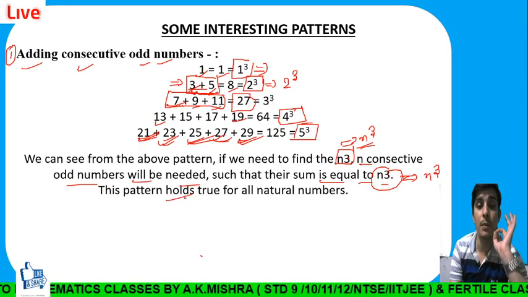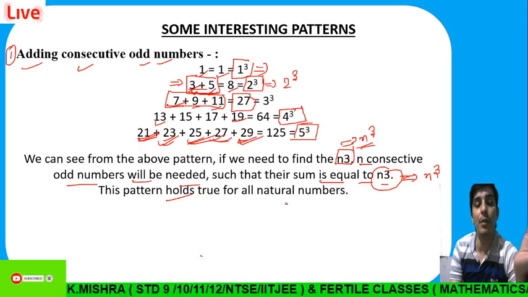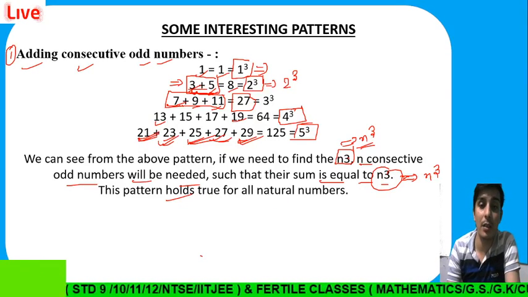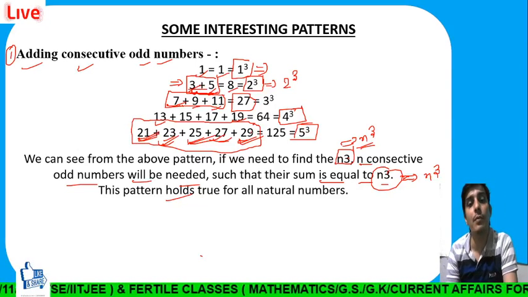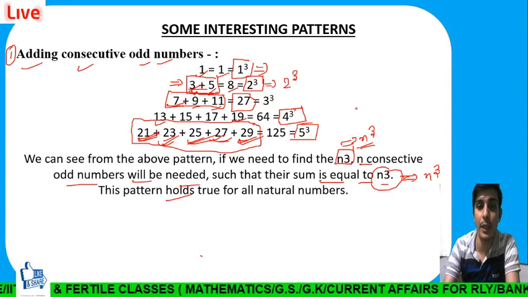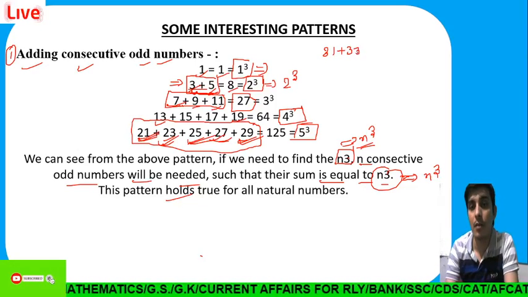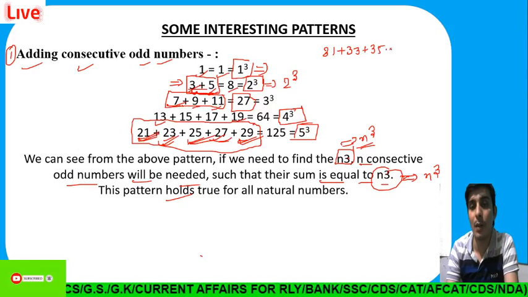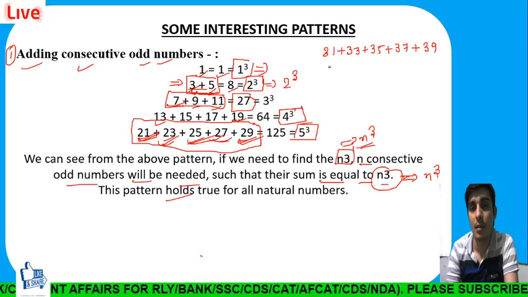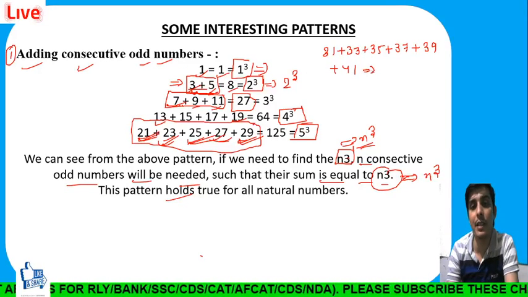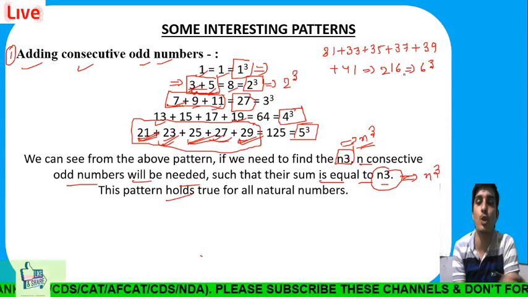Okay, so this pattern holds for all natural numbers. Just like to find 6 cubed, after 29 you have to add the 6 consecutive odd numbers. You can write 31 plus 33 plus 35 plus 37 plus 39 plus 41, and after adding you will get the result 216, which is equal to 6 raised to the power 3.